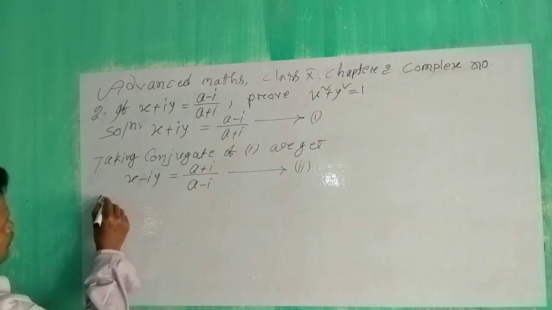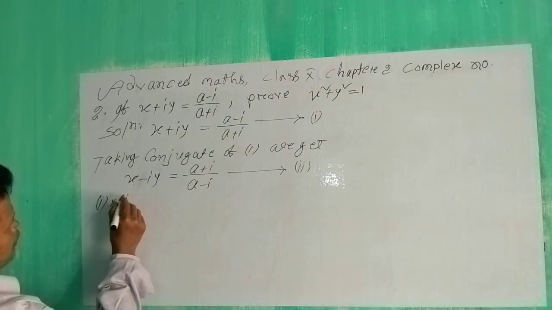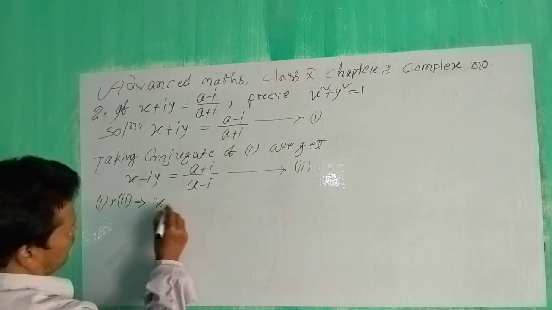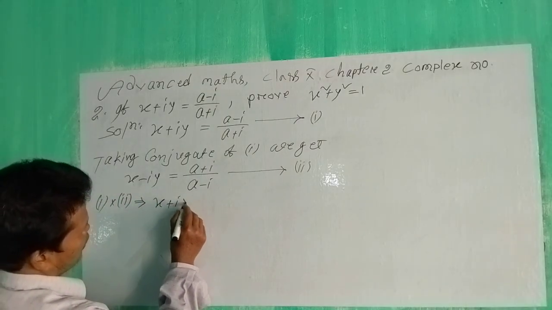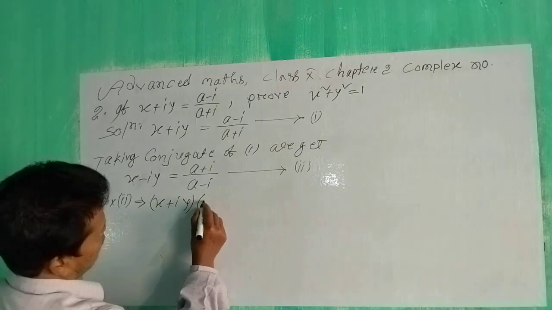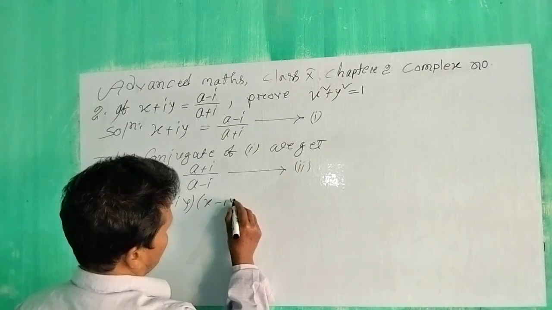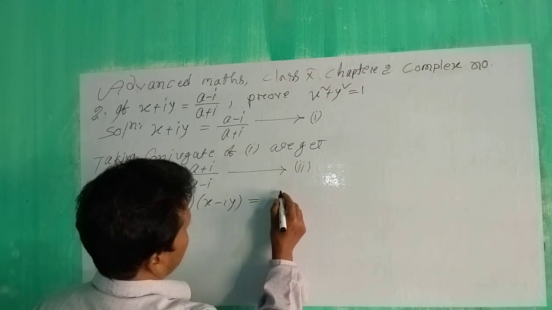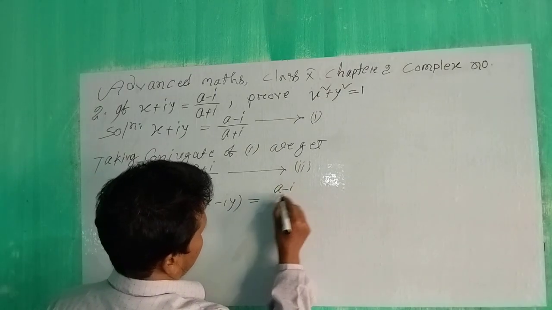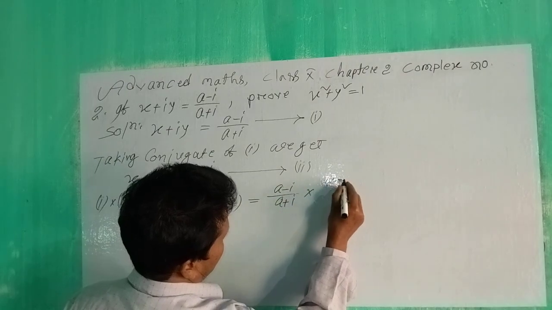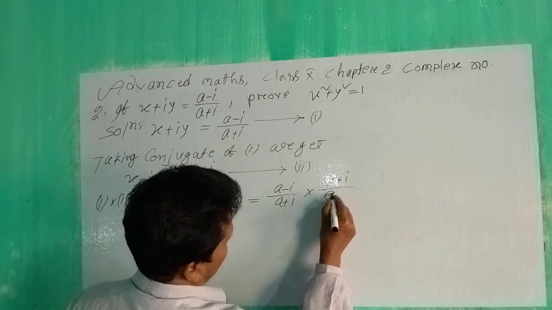Shortly, equation number 1 into equation number 2. On the left side, we multiply left side by left side and right side by right side. We have on the left side x plus iy into x minus iy. Also on the right side a minus i by a plus i into a plus i by a minus i.